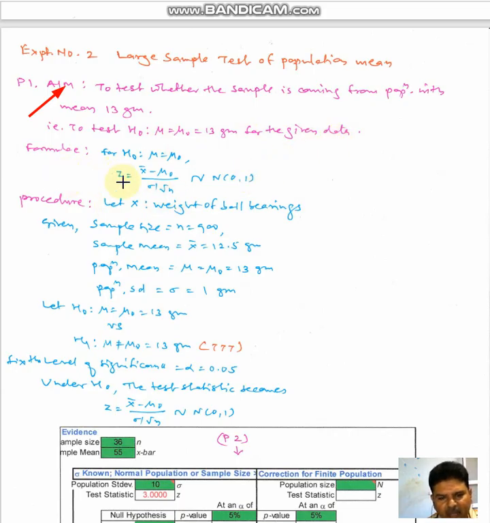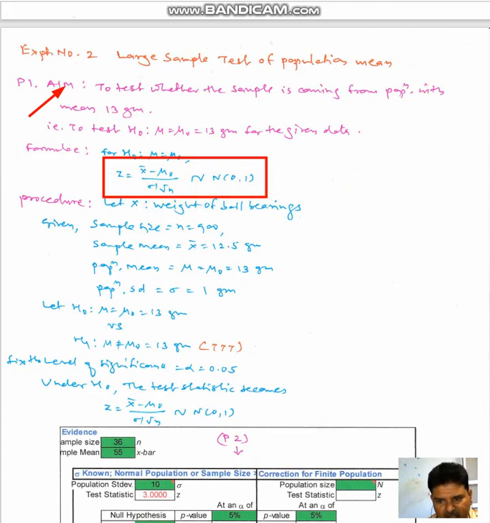So what is the formula? This is the formula for this experiment. For each experiment, there is one formula, and we have to use this formula. So Z is equal to x bar minus mu naught upon sigma upon root n follows normal 0, 1.